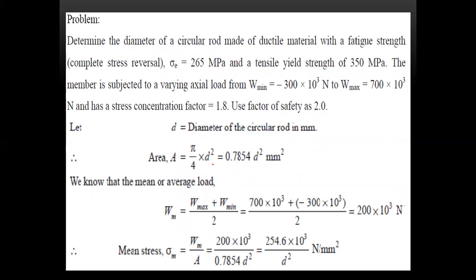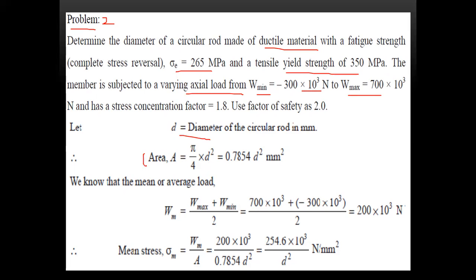Next problem, problem 2. Determine the diameter of the circular rod made of ductile material with a fatigue strength sigma e equal to 255 MPa and tensile yield strength 350 MPa. The member is subjected to varying axial load, W minimum is so and so value, and the maximum is so and so value. Therefore, d is the diameter of the circular rod in mm.